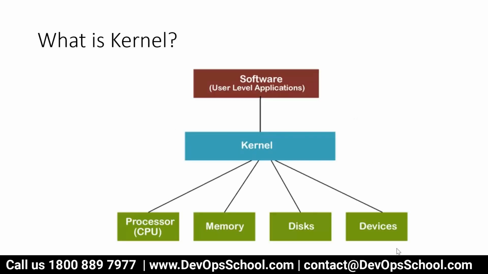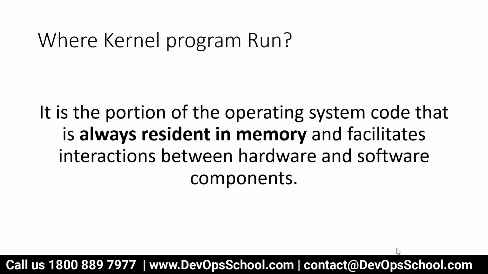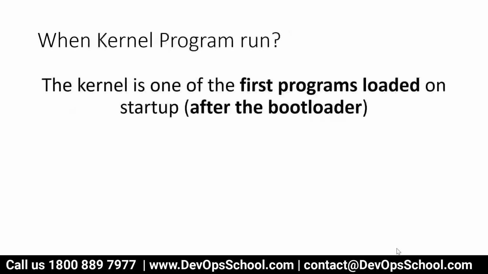The kernel. If you look at this, the kernel manages all of your hardware, and on top of the kernel you install certain applications, user applications. So where do the kernel programs run? Basically it is a portion of the operating system code that is always resident in memory, and it facilitates interaction between hardware and software components. Now the question is when the kernel program runs. The kernel is one of the first programs loaded on startup after the bootloader.